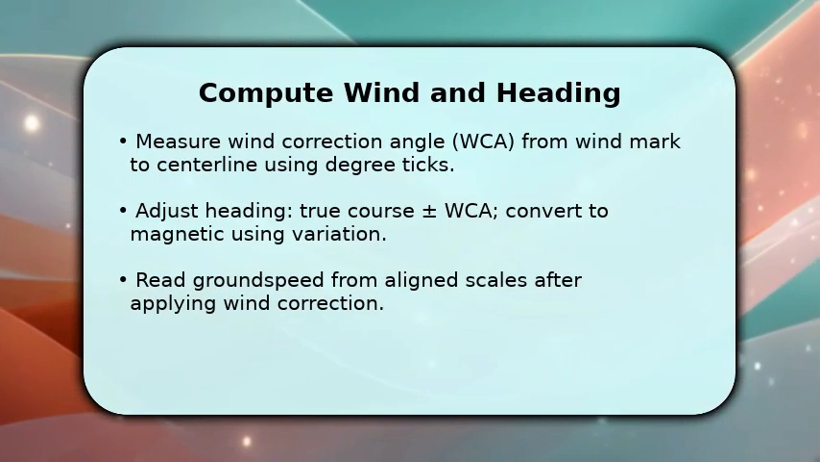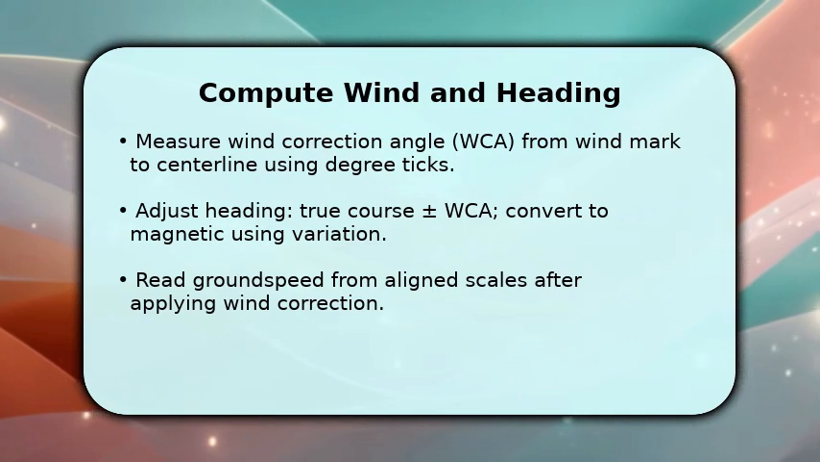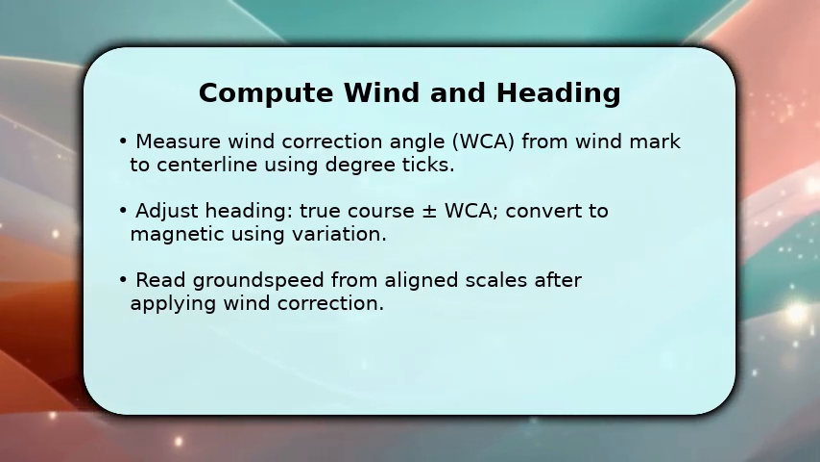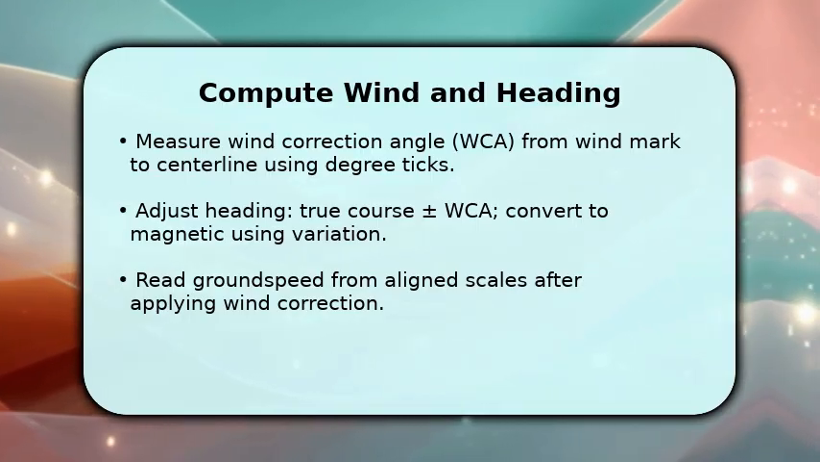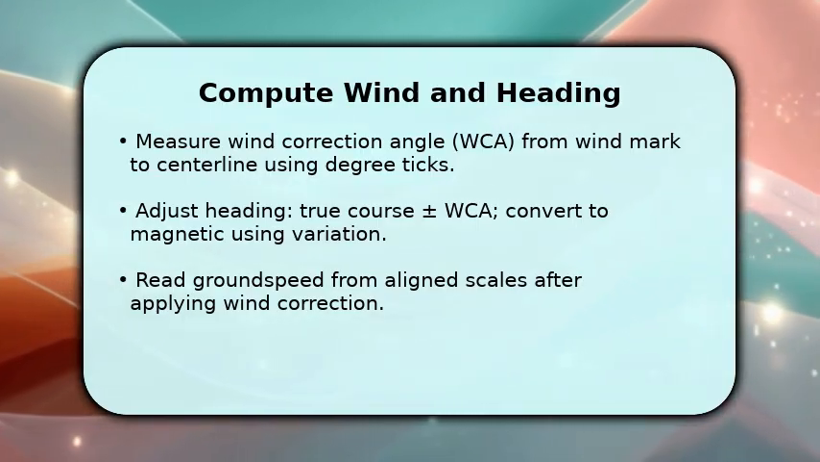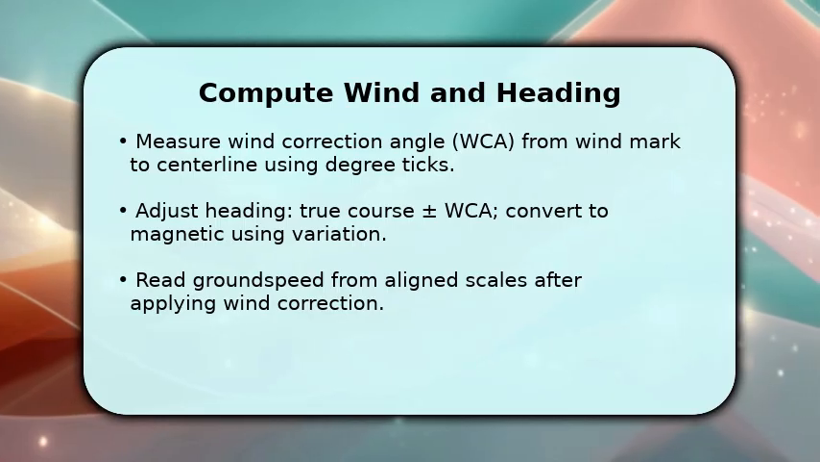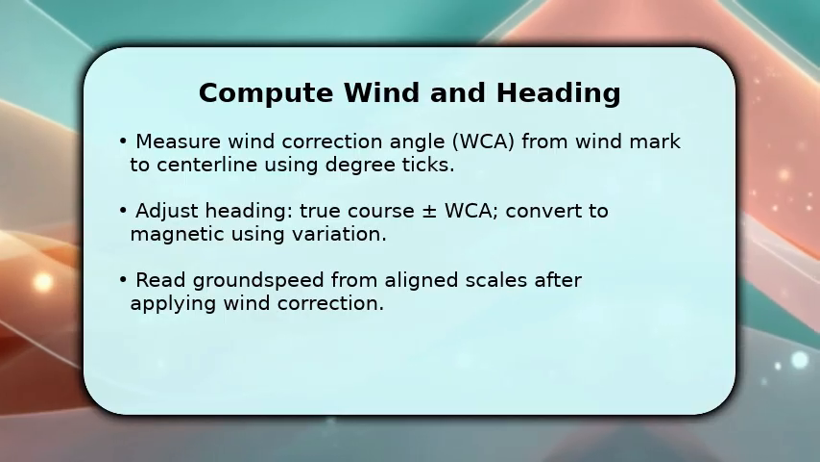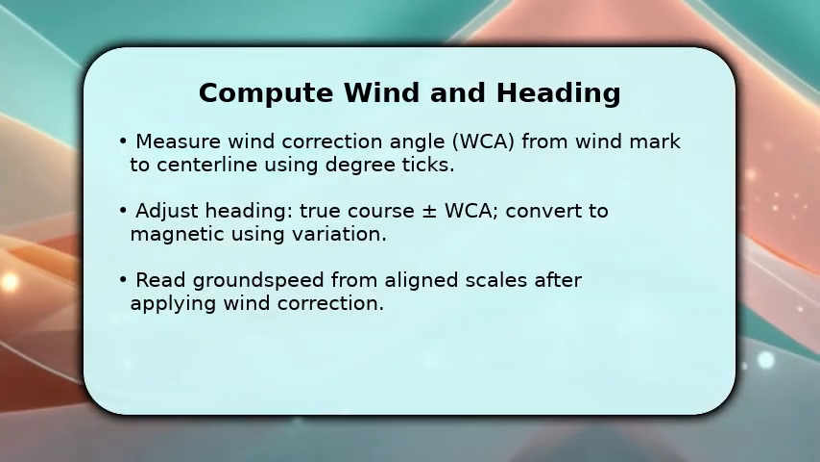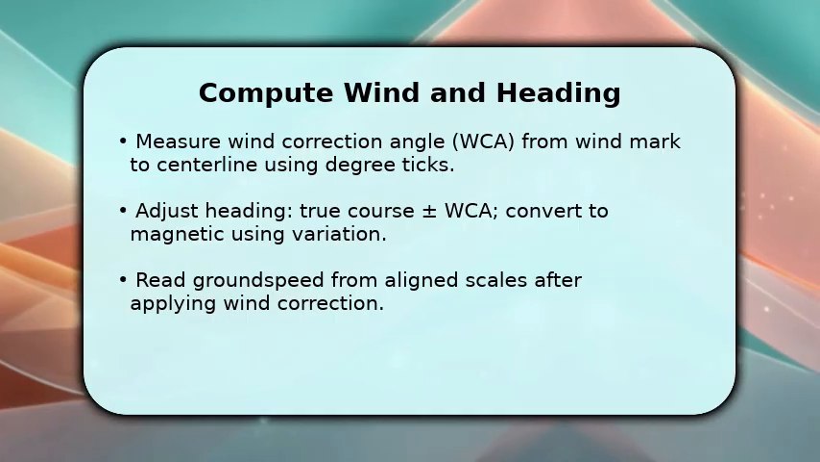You now compute wind correction and heading. Rotate the wind vector to intersect the center line and read the WCA where the drift mark sits. Apply the WCA to your true course to get the corrected heading, then convert heading to magnetic by adding or subtracting variation. Once done, shift to the speed scale and read the resulting ground speed under the true airspeed marker.